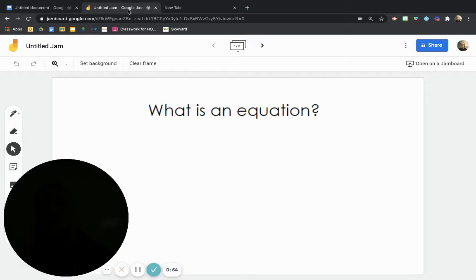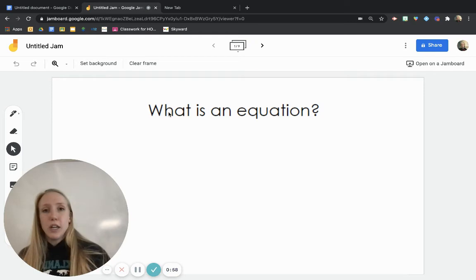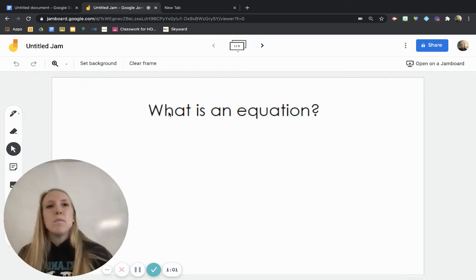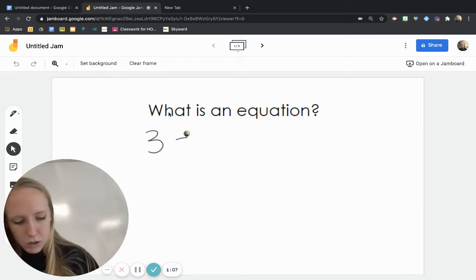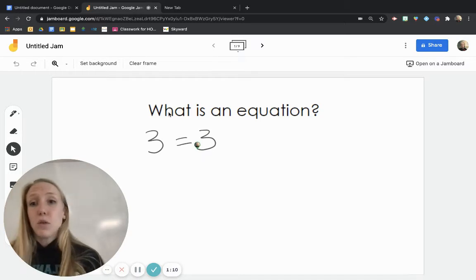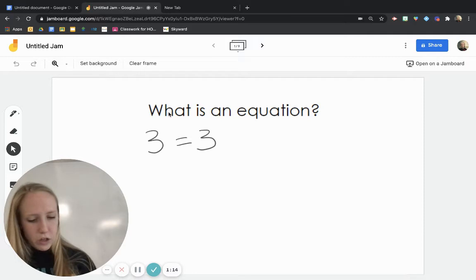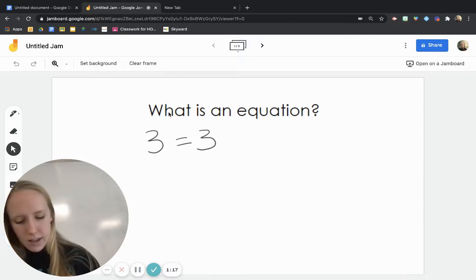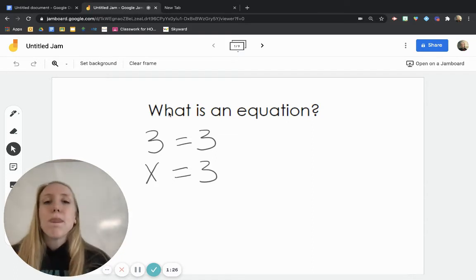So let's first talk about what is an equation. An equation is a math sentence where you're saying something equals something. So you could say 3 equals 3. And it's true, 3 does equal 3. That is an equation. Another thing you could say is x equals 3. That's using one of our algebra terms, a variable. That's using a letter, but that is still an equation.